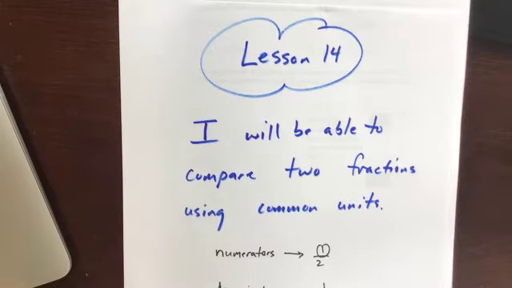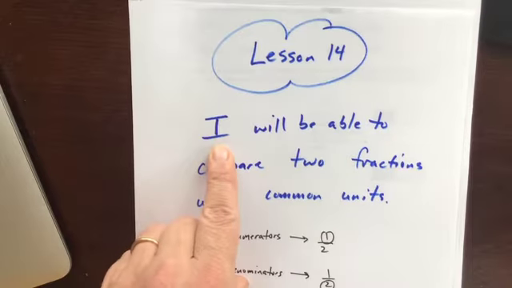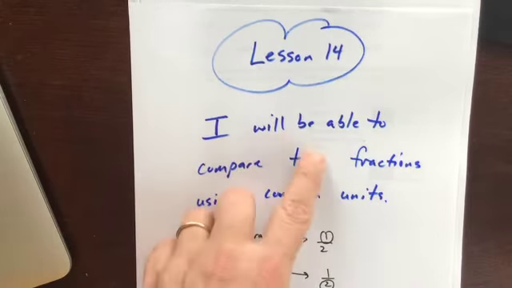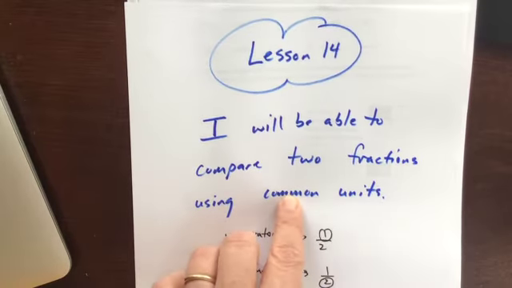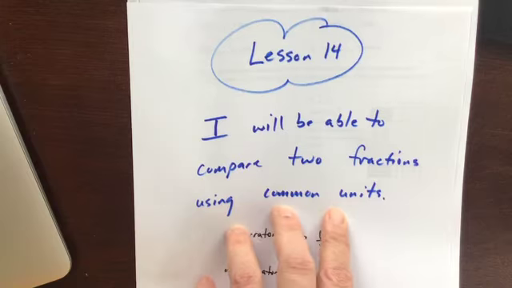Okay, this is Module 5, Lesson 14, and this is our learning objective today. It says, I will be able to compare two fractions using common units. Common in this case just means the same units.